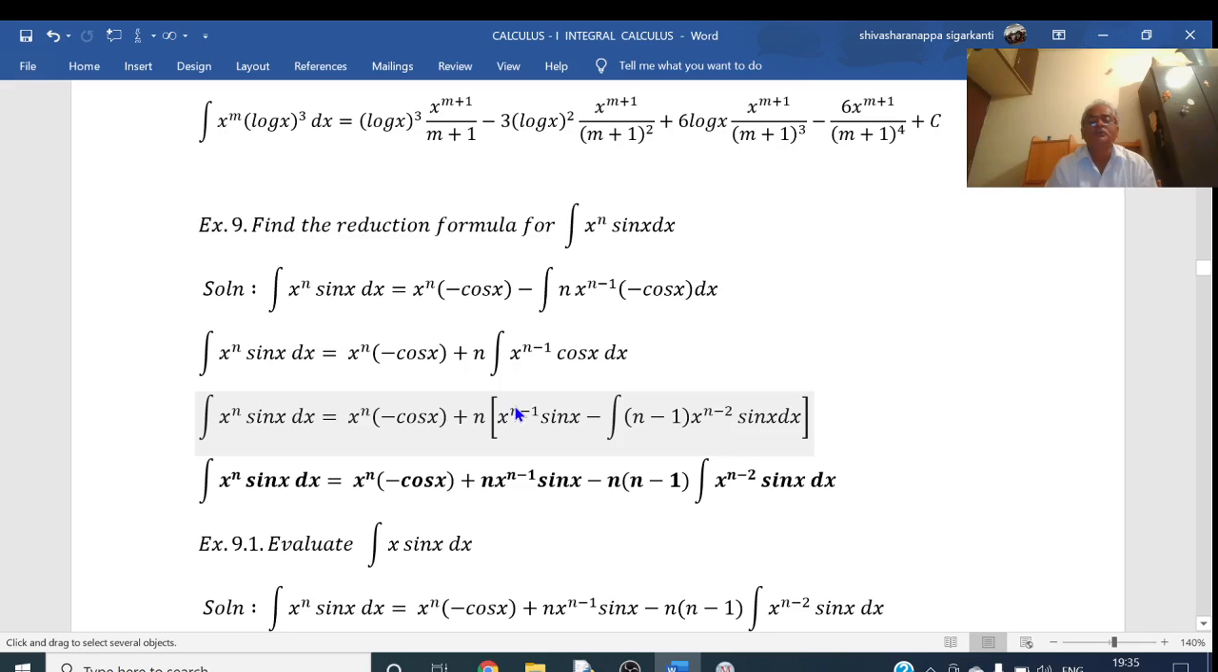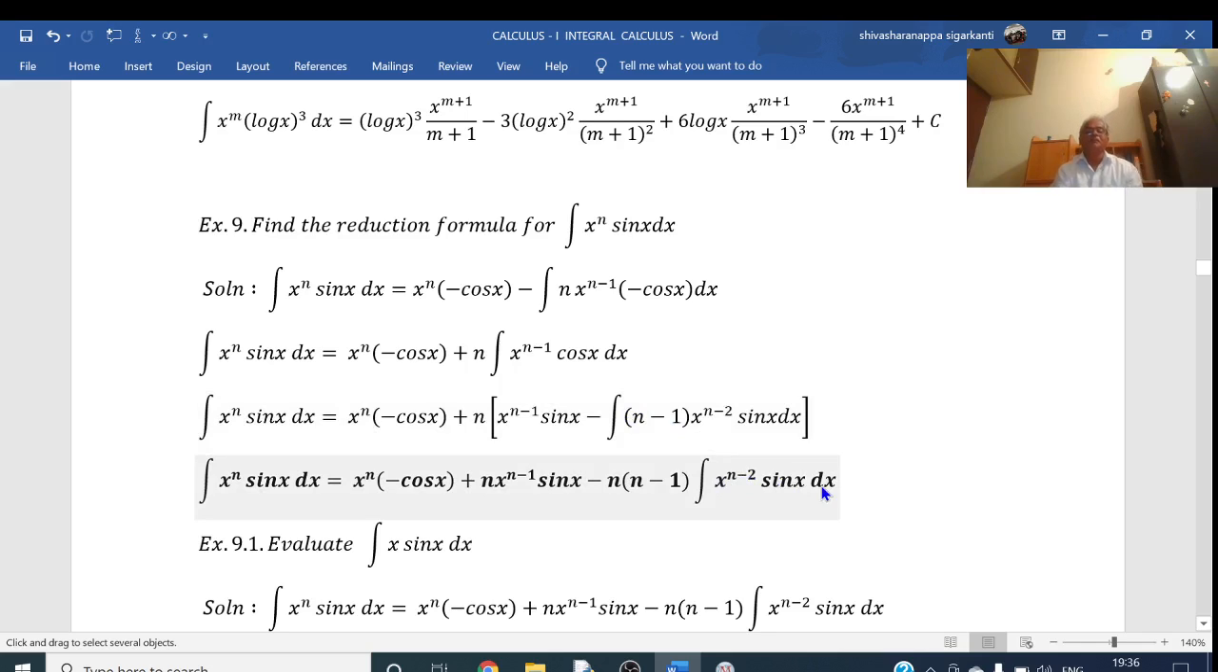So first function x to the power of n minus 1 into cos x integration is sin x, minus integral of derivative of first, x power of n minus 1, derivative is n minus 1 into x power of n minus 2, into cos x integration is sin x. So this is equal to x power of n into minus cos x plus n into x power of n minus 1 into sin x minus n into n minus 1 into x power of n minus 2 into sin x dx.